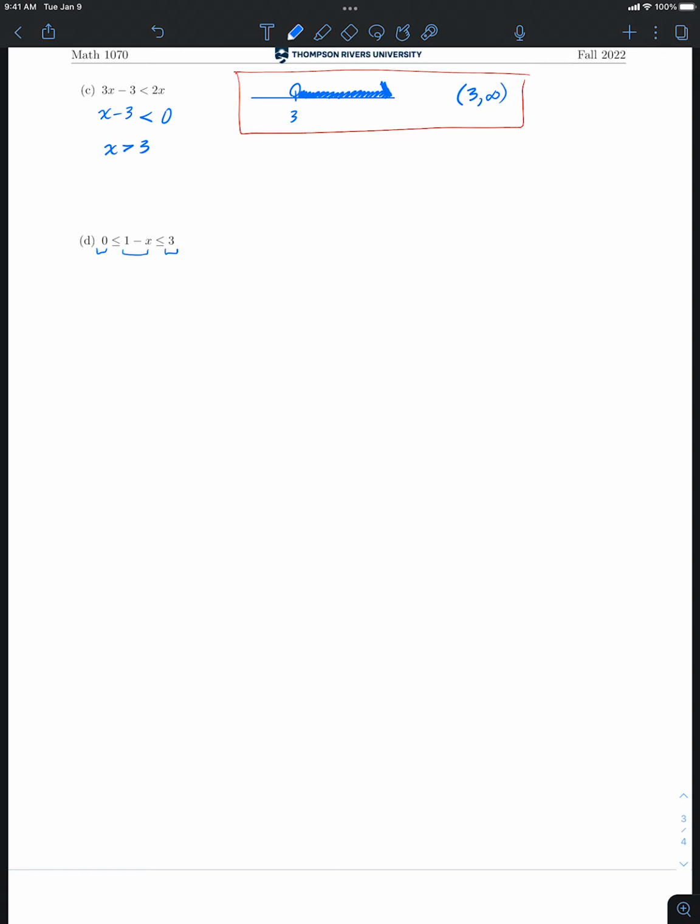Whatever you do to any of those sides, you have to do to all three. It's as simple as that. Okay, so how about we start by, well, what's our goal? Still the same, right? We want to get that x by itself.